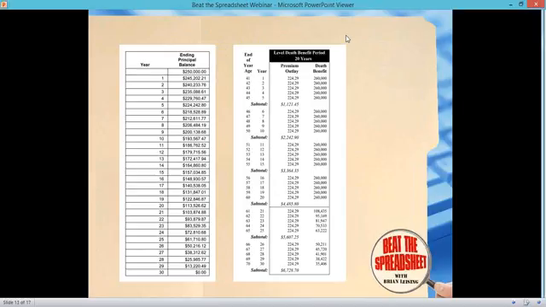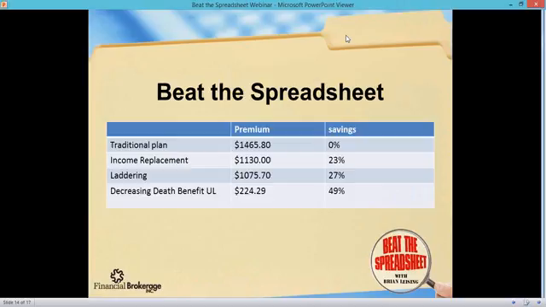So this is a great way to mimic that old decreasing term while giving our client a lot more value in those early years and for less money. So that's something you can utilize as well. In fact, that savings ends up being 49% if we look at that decreasing death benefit UL premium there. And I've got a couple more ideas that involve actually increasing the initial premiums next.